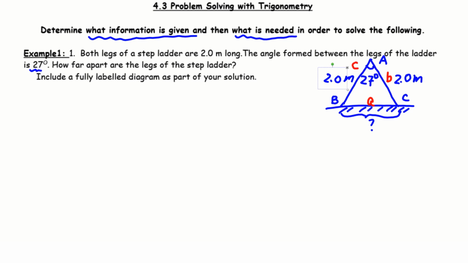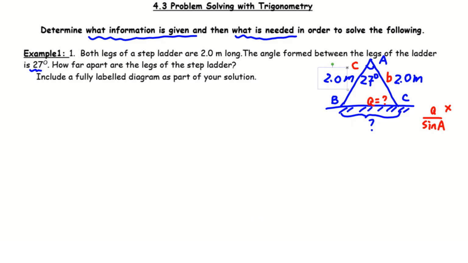Then we are going to determine which one we are going to use, sine law or cosine law. For sine law, we need to have an opposite angle and opposite side given in order to have one ratio. For this question, angle A is given but side a is not given, so not sine law. We are going to use cosine law, and we want to find side a.